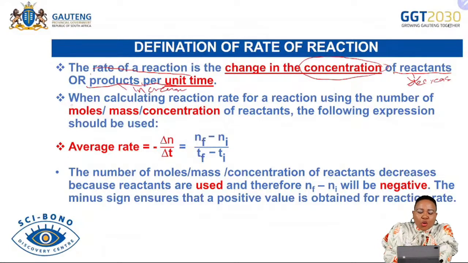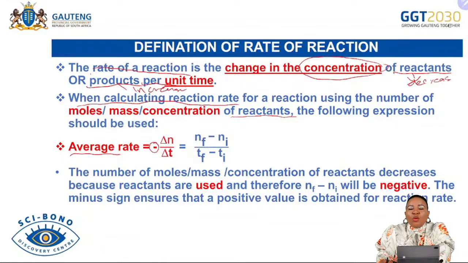And we are also going to calculate the rate of reactions. If we calculate the rate for the reacting particles and we look at the rate of the reactants, we will expect that average rate be equals to the change in the number of moles over the change in time. But we are going to put a minus sign when we calculate the rate of the reactants.